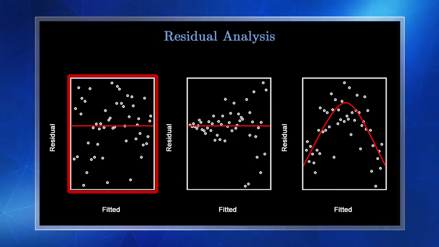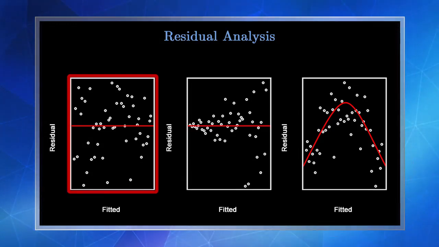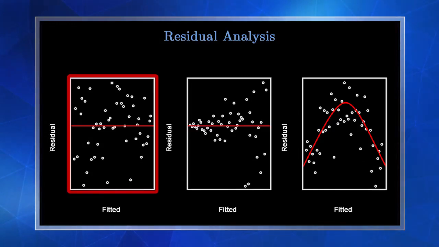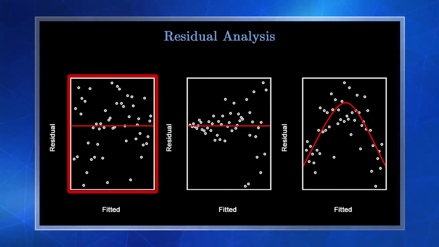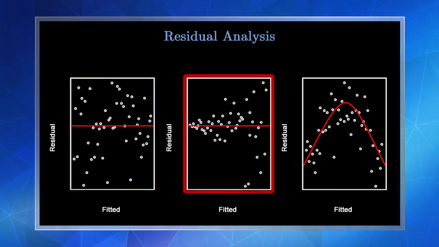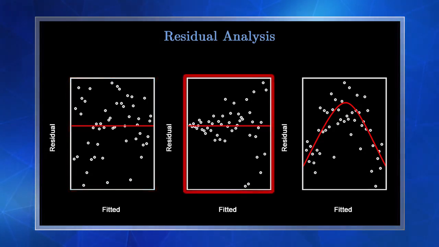Here's a good residual plot. You've got data values that are nicely centered at 0, and the points are well balanced. You've got approximately the same number of points that are above y equal to 0 as you have below y equal to 0. Now this next plot is not so great.